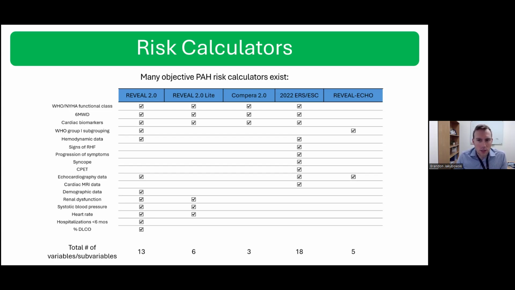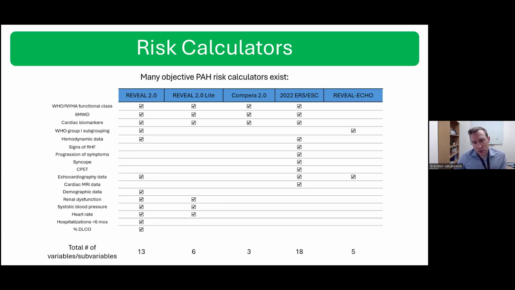You can see each one of these includes different types and quantities of clinical, functional, imaging, and laboratory data, and the choice of which risk model you're using should really be based on the available data that you have, the clinical setting you're practicing, and the need for precision versus ease of use. You can see, for example, the REVEAL 2.0 Lite only has 6 variables or subvariables to look at, where the ERS model, you have to plug in 18 different things.